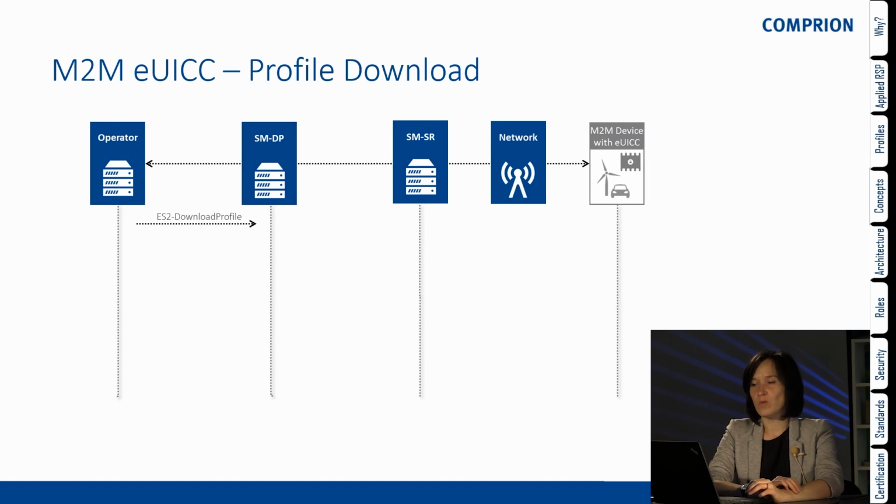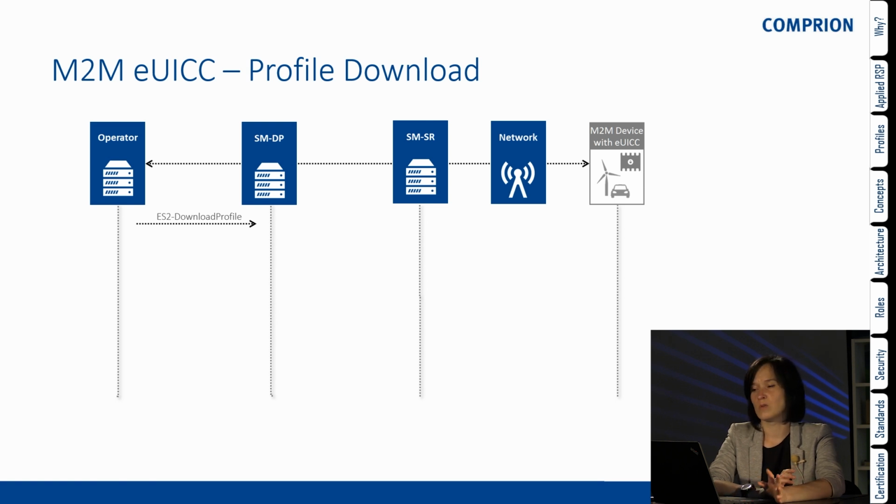From the profile download, you can see this is a very simplified view. We have the components involved in this profile download: the operator, SMDP, SMSR, so everything goes over the network, and then it goes to the M2M device with the USSC inside.